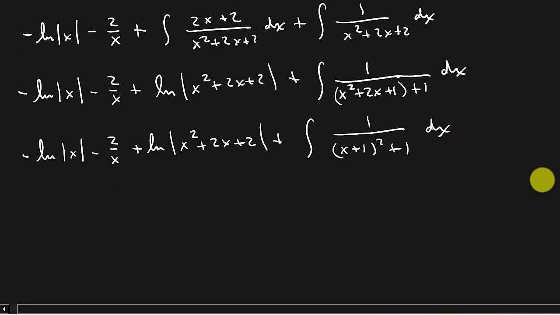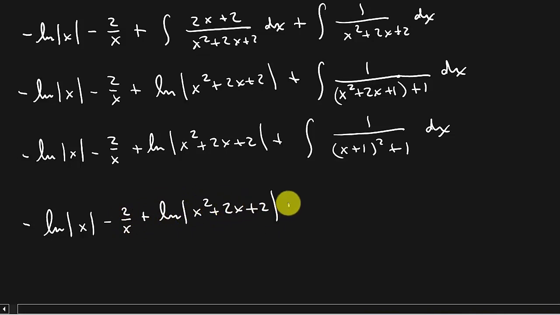So what is that? Well, what's a? A is 1. Okay, so that's negative natural log x minus 2 over x plus natural log absolute value x squared plus 2x plus 2 plus, and then this is just what? Well, a is 1. See this 1 right here?